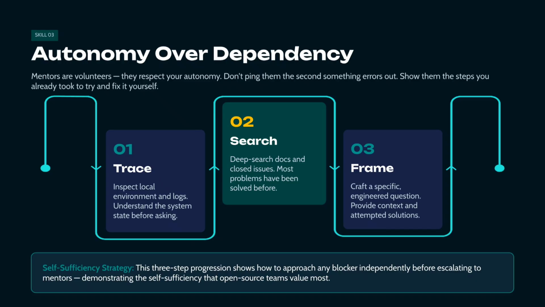Mentors are volunteers. They love helping, but they want to see you try it and help yourself. The actual skill you need here is knowing how to search an error log, look through the closed GitHub issues to see if someone else has solved it before, and read the official documentation. When you do finally ask a mentor for help, your question shouldn't be, "Why isn't this working?"